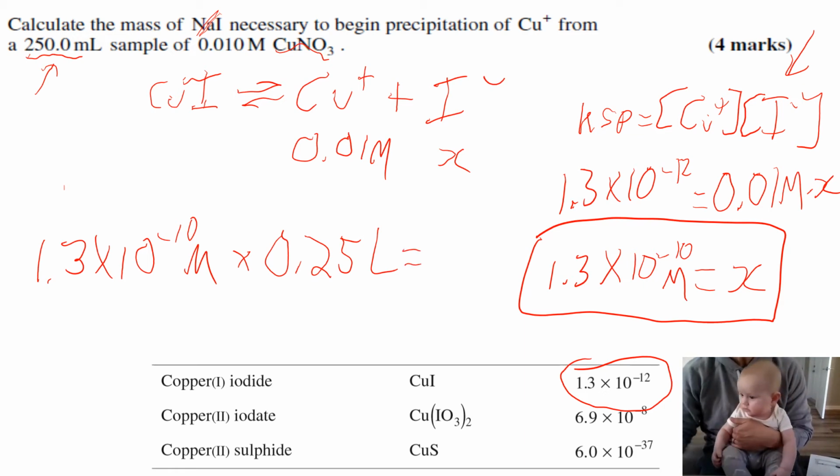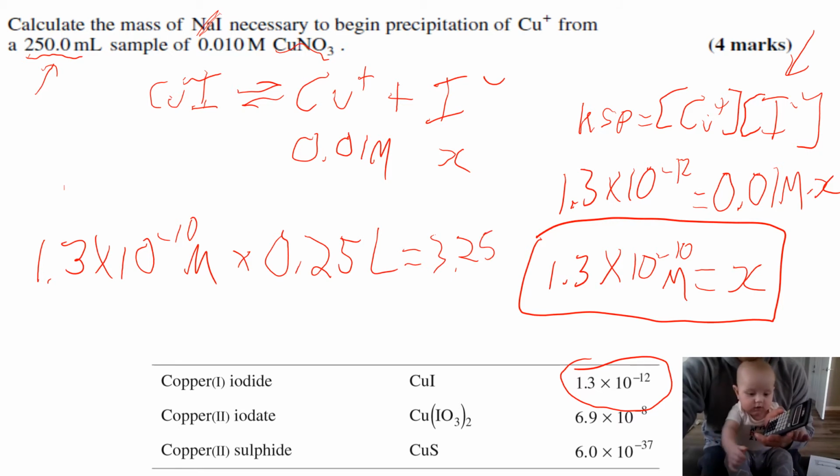So, use my calculator again, just like that, and we're going to go 1.3 times 10 to the minus 10 times 0.25 equals, and I get 3.25. See, I did it.